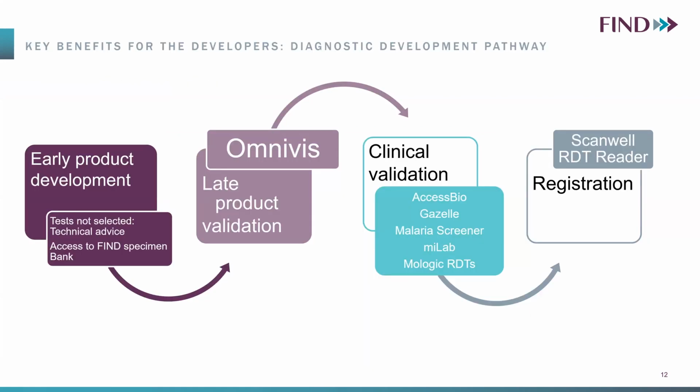So just to outline the key benefits for the developers as they took part in our innovation platform round 1, particularly with reference to the diagnostic development pathway. Omnivis, I already mentioned, we supported them in progressing their product from the late product validation stage to clinical validation stage. For the 5 other tests, that is the Access Bio, Gazelle, Malaria Screener, MyLab, and Mologic RDTs, we supported them with data from the clinical evaluation to progress from the clinical validation stage to the product registration stage.